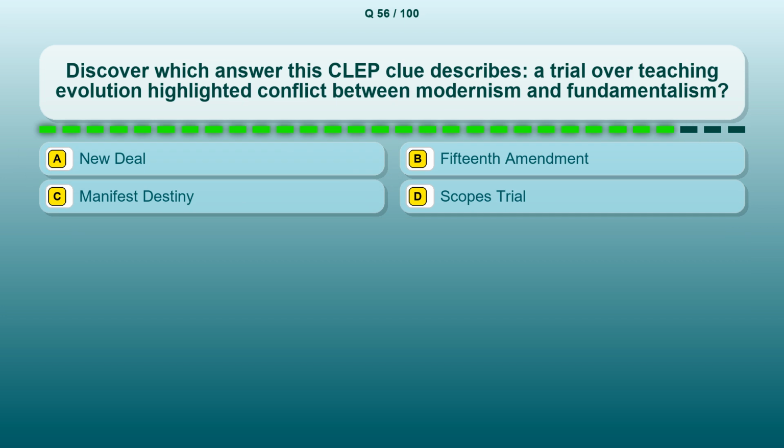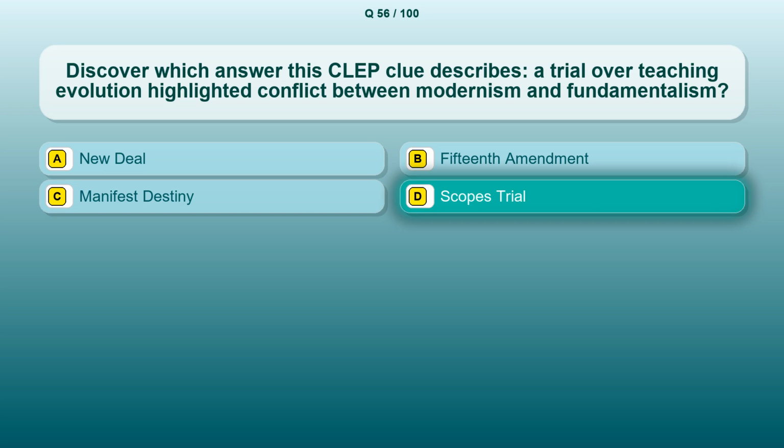Question 56. Discover which answer this CLEP clue describes. A trial over teaching evolution highlighted conflict between modernism and fundamentalism. Option A, New Deal. Option B, 15th Amendment. Option C, Manifest Destiny. Option D, Scopes Trial.